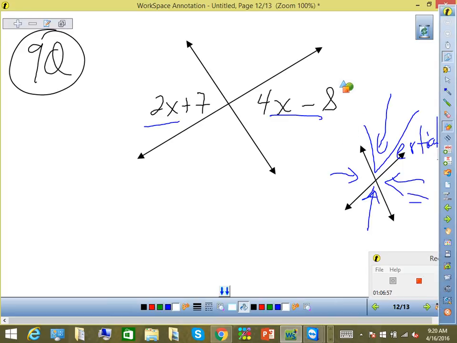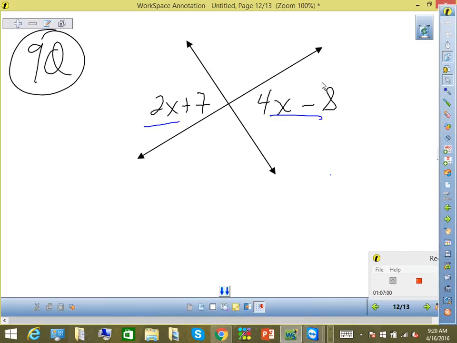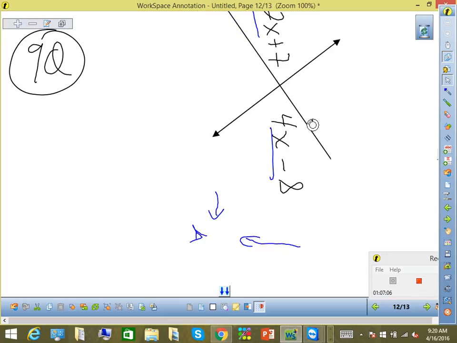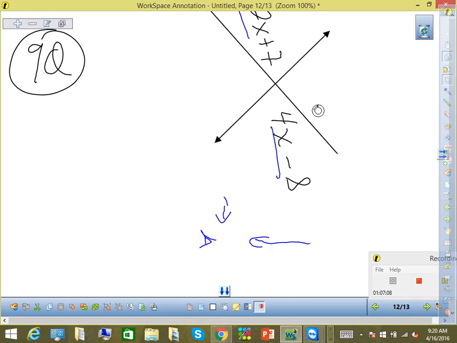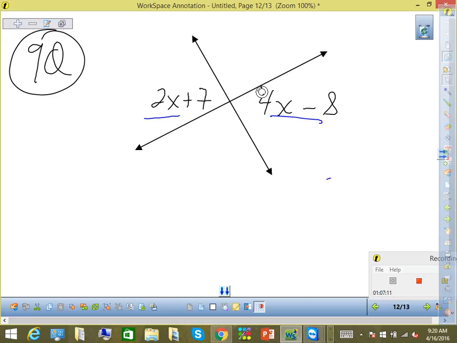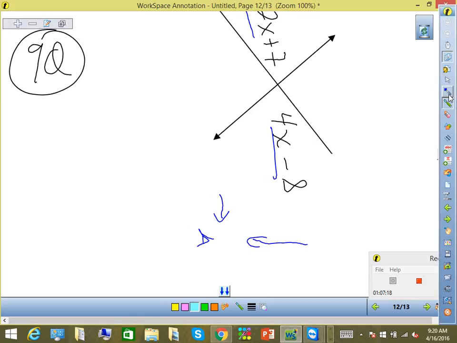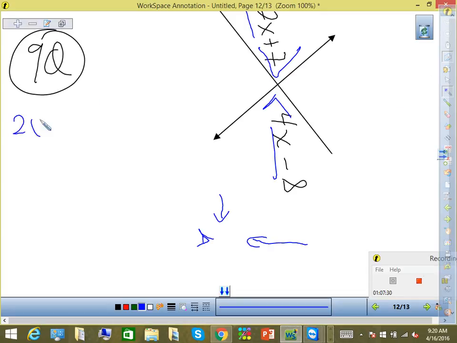Okay, let me show you. Here we go. Look up. Did you guys see it or not? Vertical, vertical. That means that they are equal to each other. I know, right? So, 2x plus 7 equals 4x minus 8. Solve that, please.